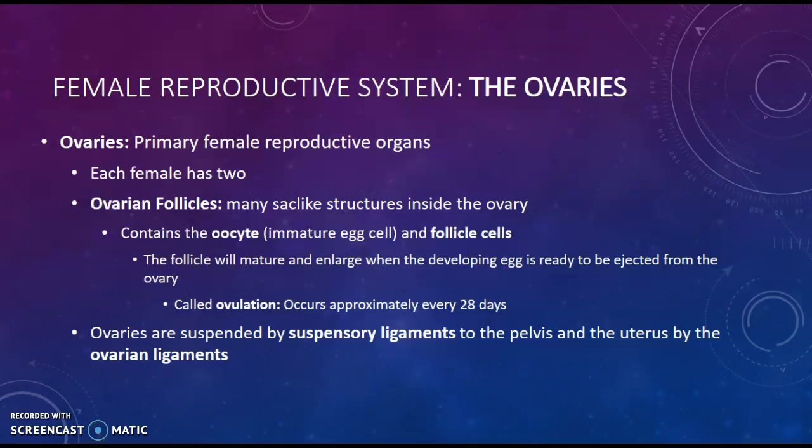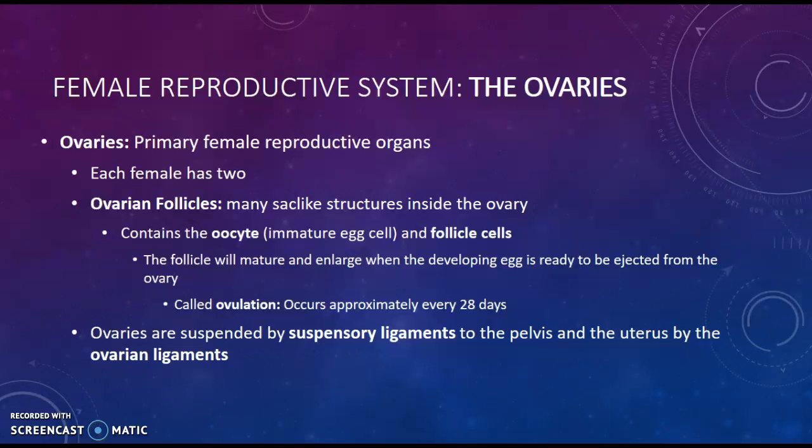So your ovaries are going to be your female gonads, or your primary reproductive organs, and each female has two, just like males have two testes. And within the ovaries are what we call follicles, and these follicles are little sac-like structures that contain your immature egg cell, or the oocyte. The follicle will actually mature and enlarge when the egg is ready to be ejected from the ovary. The ejection of the egg from the ovary is called ovulation, and it occurs approximately every 28 days.